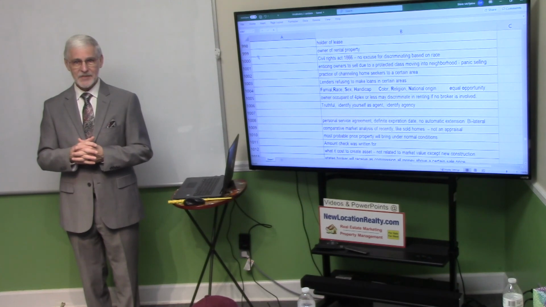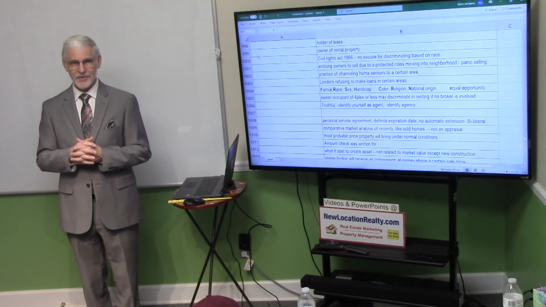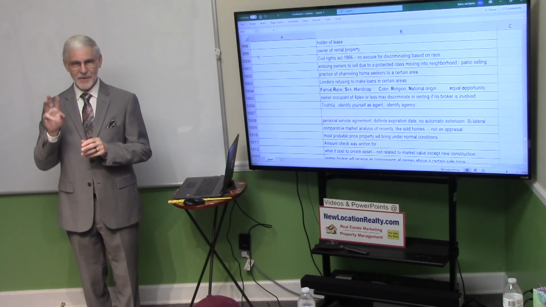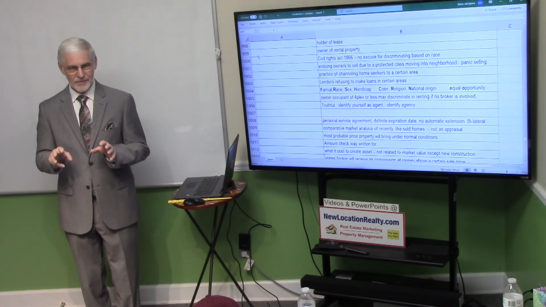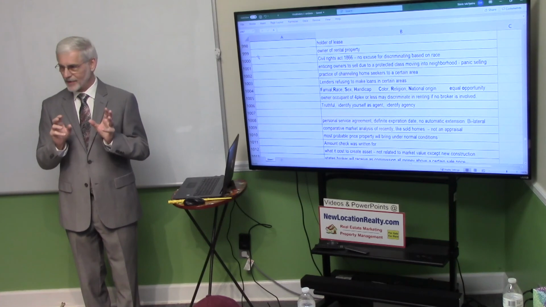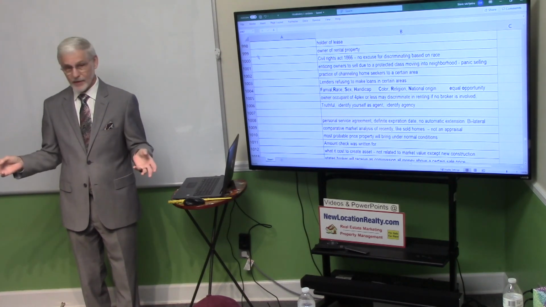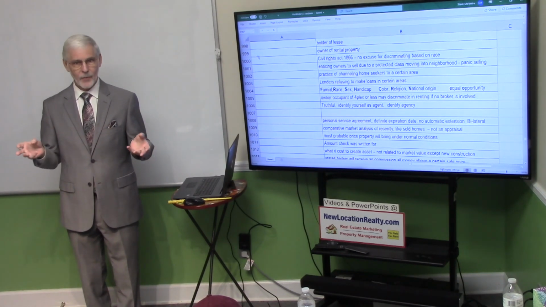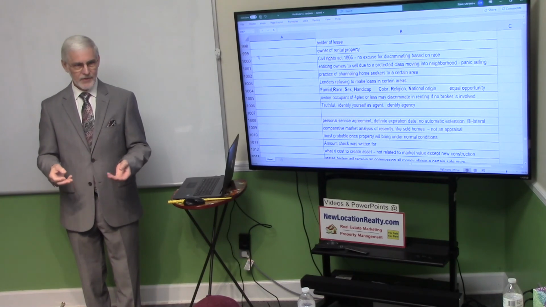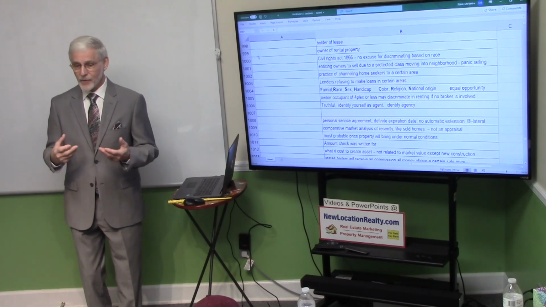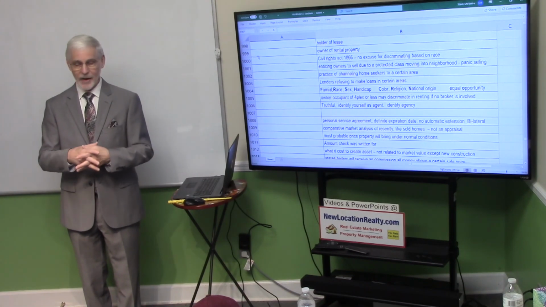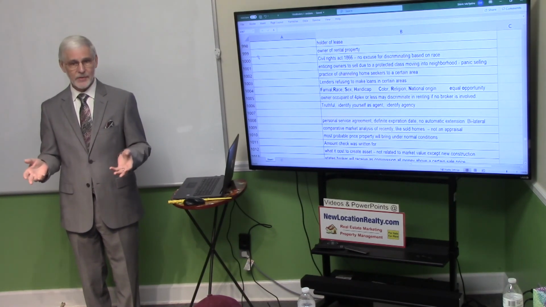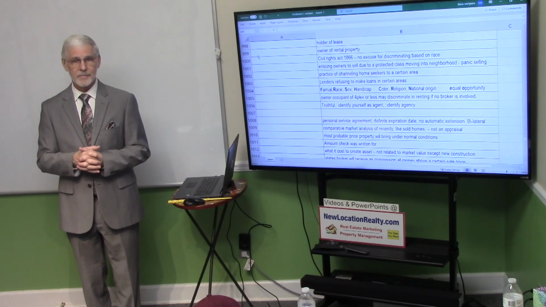Comparative market analysis of recently sold homes. This is called a CMA. And remember, don't use these little acronym real estate words with your customers or clients. They don't know what a CMA is. You tell them, we're going to gather up the properties that sold like this in this area. Comparable sales around here.